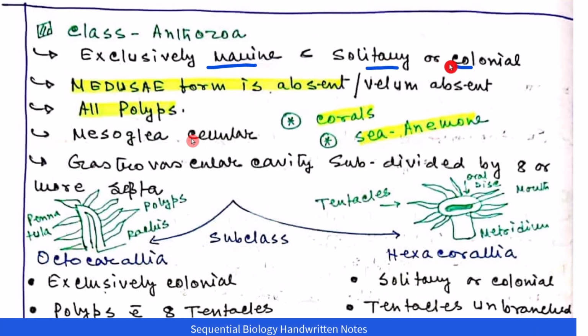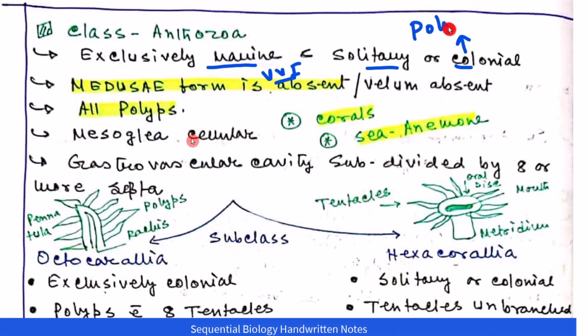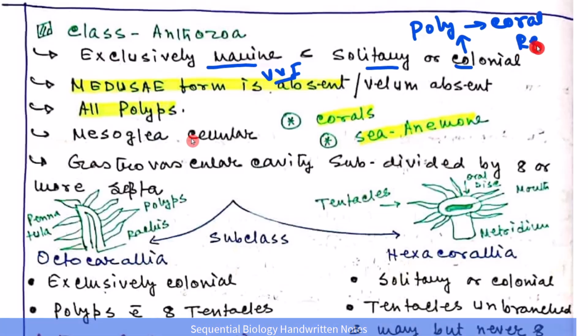This may be solitary or colonial. And Medusa form is absent. This is a very, very important feature. In class Anthozoa, no Medusa form can be found. And this colonial polyp form is the coral reef. What is this coral reef?